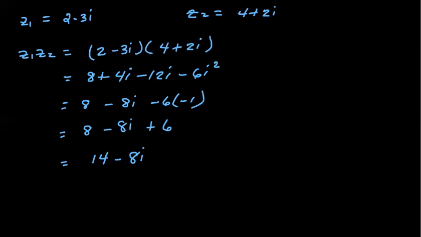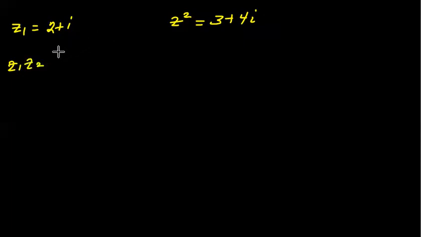All right, so let's try another one. Let's try z1 is equal to 2 plus i, and let's say z2 is equal to 3 plus 4i. And you're going to be asked to do a couple things here, okay? You're going to be asked to first find z1 multiplied by z2.